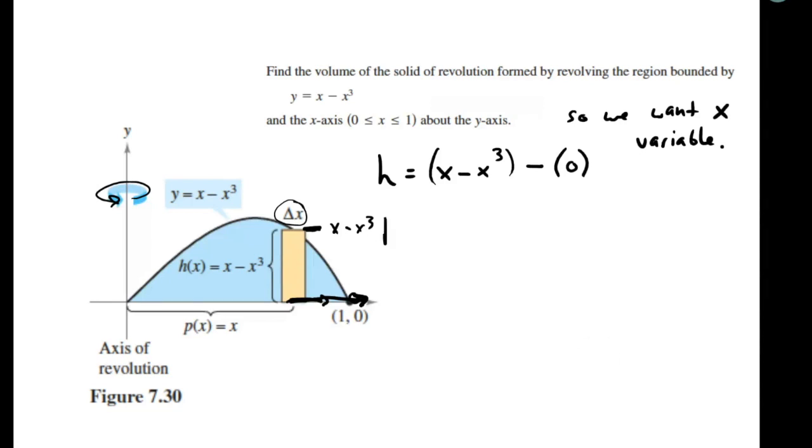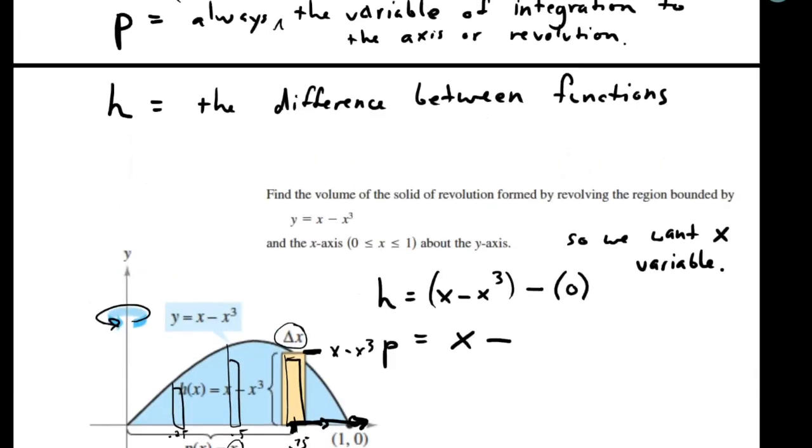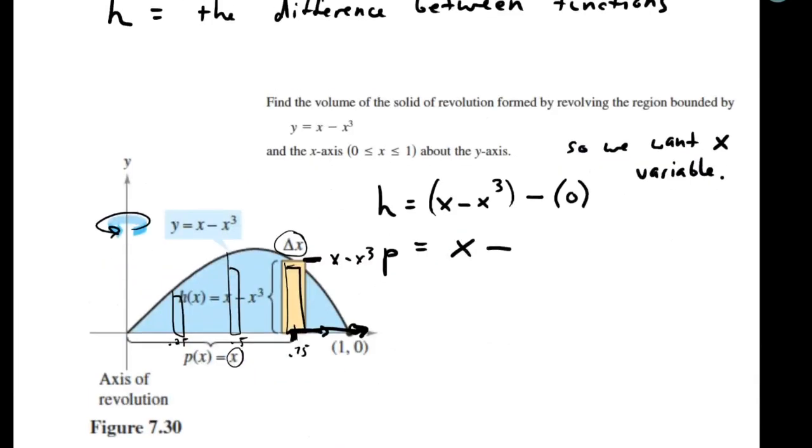P is kind of the tricky one. P follows the bar, and so if I have the bar right here, that might be 0.75. If I have the bar right here, it might be 0.5. If I have the bar here, it might be 0.25. It doesn't matter where I move the bar, it's always going to be where I put it. So that's why we have x. If it's right here, it's x. And so we want it as x minus the axis, don't forget the axis of revolution, which in this case is also 0. So it's really just going to come out to x.